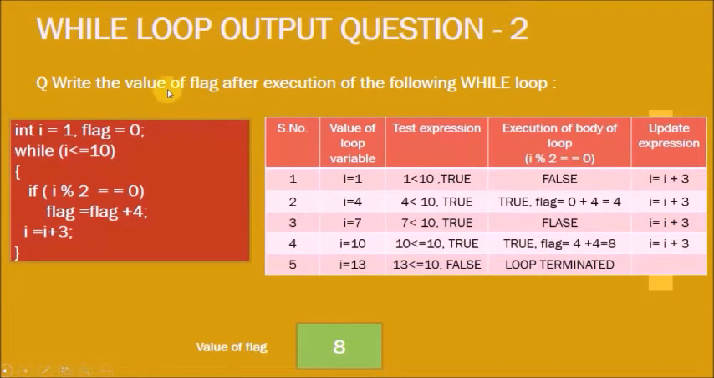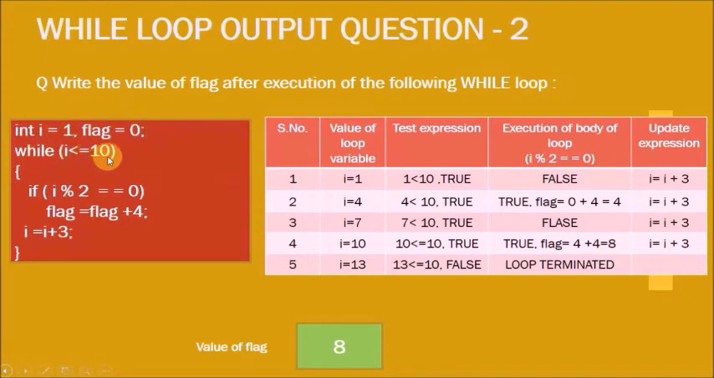Now let us do the second output question. Write the value of flag after execution of the following while loop. Let us do one more question so that the logic becomes more clear to you. Here int I is equal to 1 and flag is 0.